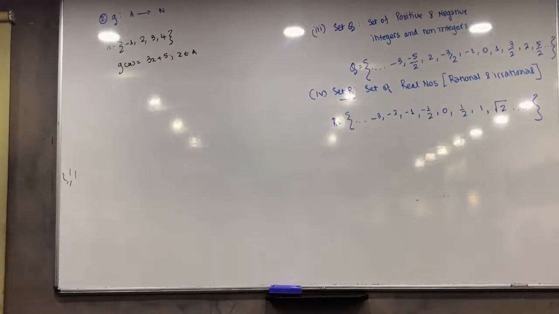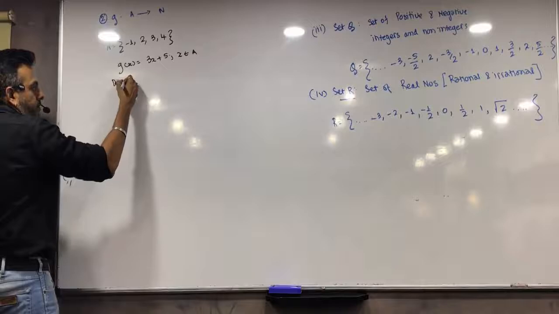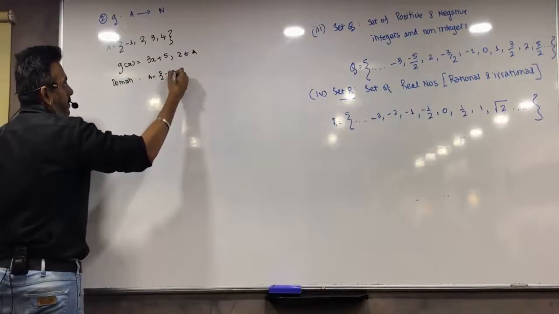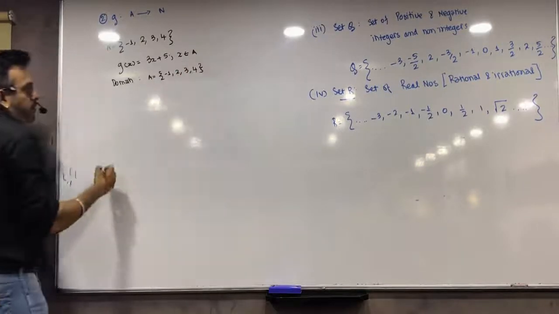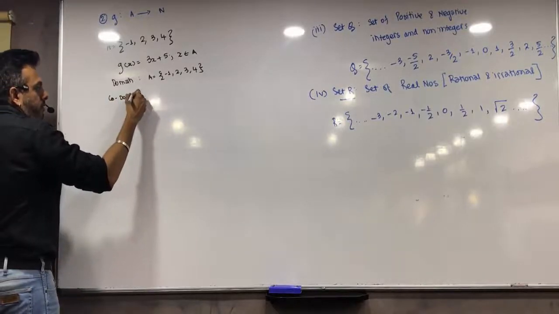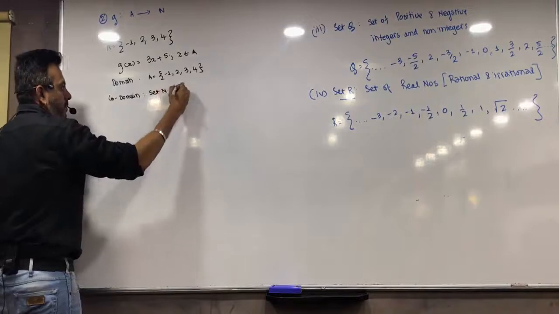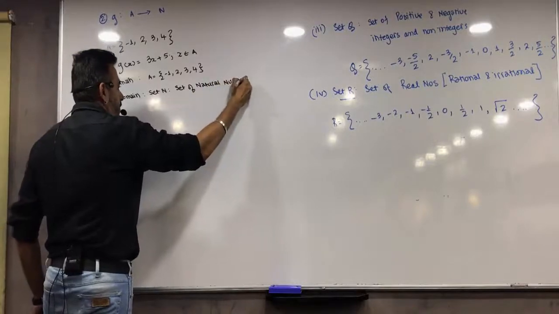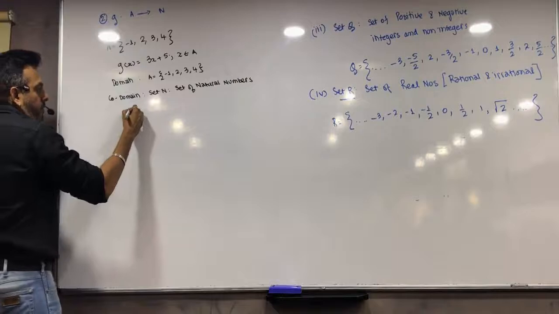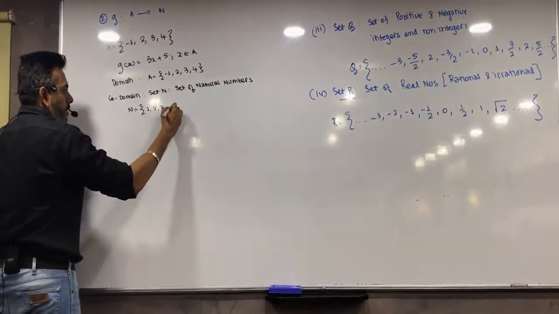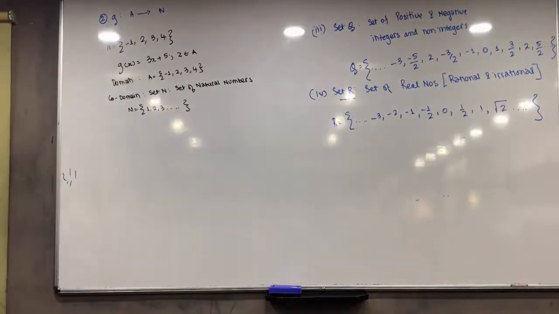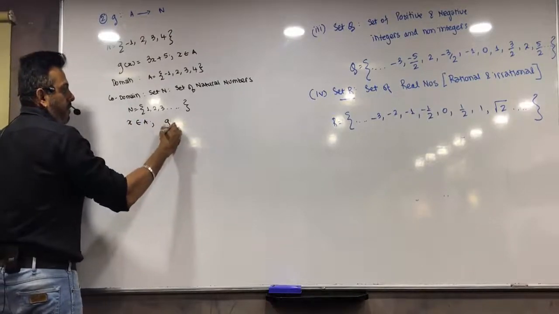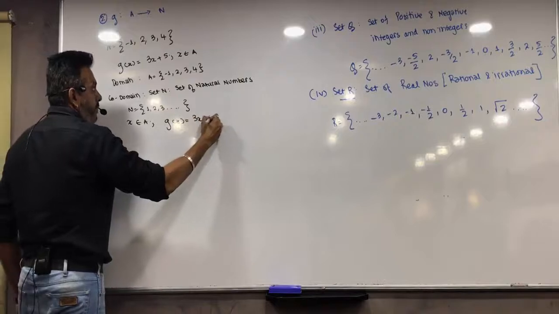So your domain A is equal to {-1, 2, 3, 4}. Codomain is set N, which is the set of natural numbers. So N is equal to {1, 2, 3, ...}. x belongs to A. g(x) = 3x + 5.